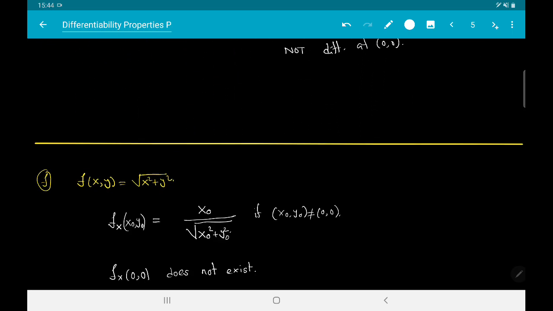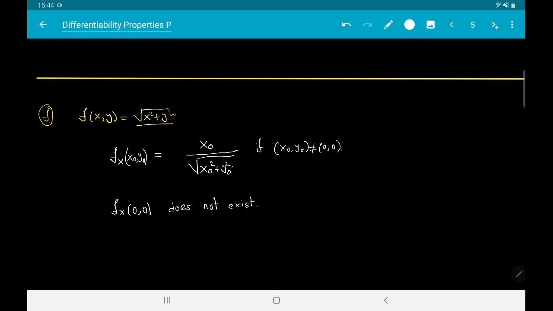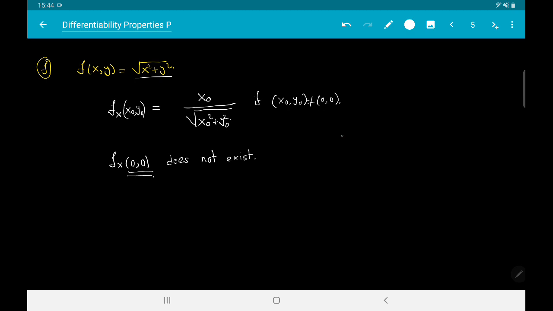One last example, let us look at this function f(x,y) equal to the square root of x square plus y square. So we have dealt with this function before as well, and it turns out that none of the partial derivatives fx and fy exist at the point (0,0). This we have seen before. So let me just recall how do we check this. So what is fx(0,0)?